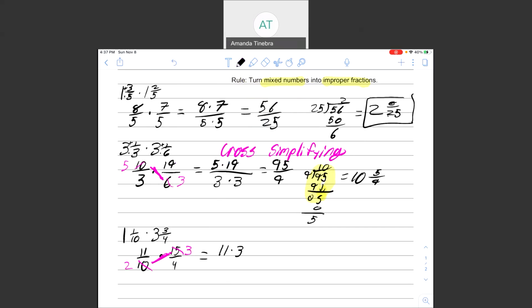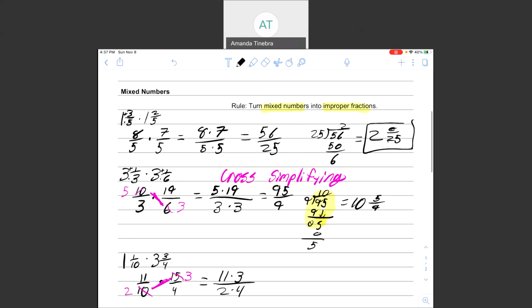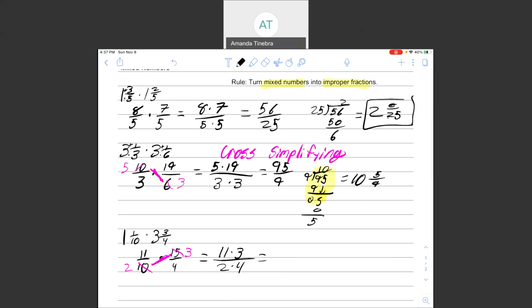Now my problem's a little easier. 11 times 3 on the top, 2 times 4 on the bottom. 11 times 3 is 33. 2 times 4 is 8. Turn back into a mixed number. 8 goes into 33. Well, 8 times 4 is 32. That leaves me 1 left over. So my answer is 4 and 1/8.